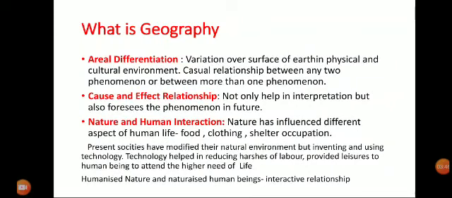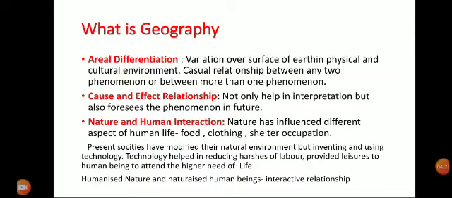What is geography? Various definitions or various explanations have been given by various geographers to explain what geography actually is. One scholar has called geography areal differentiation, where we study the variation over the surface of the earth in physical and cultural environment, and the causal relationship between any two phenomena or more than one.